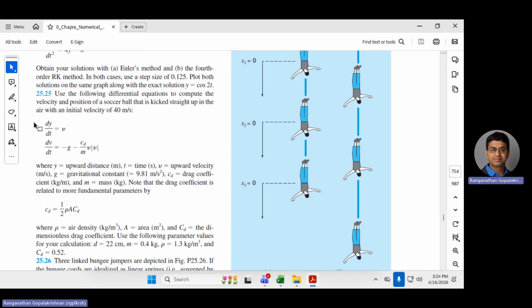Do you want to write down this equation and the fact that it's 40 meters per second? cd over m, we'll just take a simple number, for our purpose, we'll call it 10. We'll call cd over m is 10. Okay. And we'll proceed.